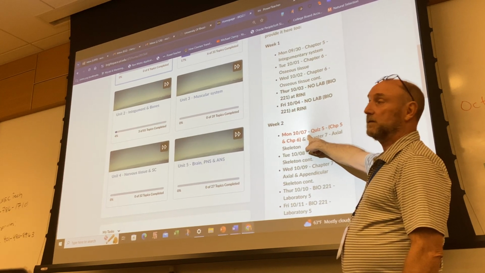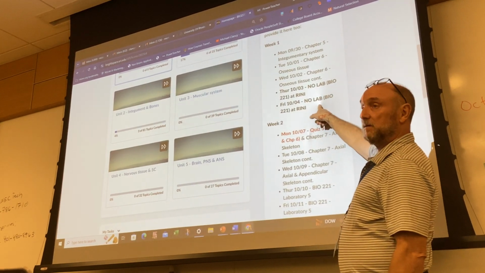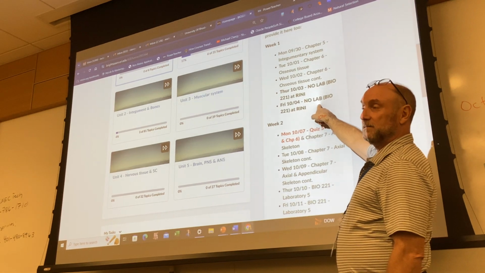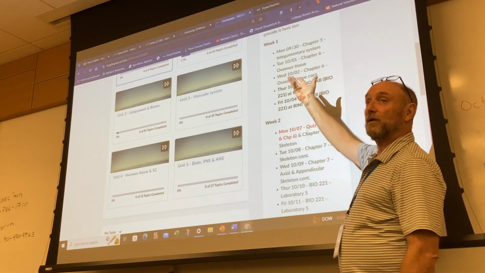Okay, so what are we doing Thursday and Friday? Well, I'm going to Florida. I'm on a private jet, by the way. I got a private jet.